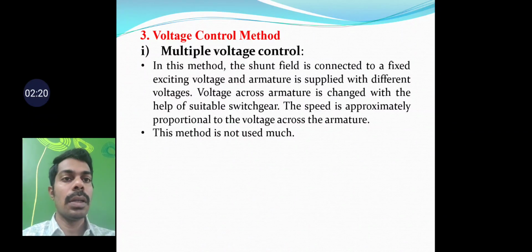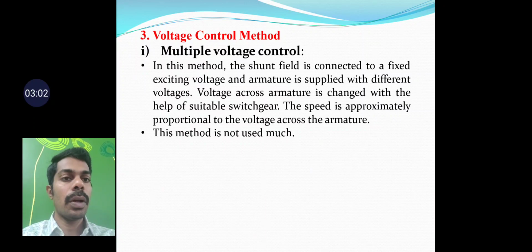And the third one is voltage control method, multiple voltage control. In this method, the shunt field is connected to a fixed exciting voltage and the armature is supplied with different voltages. Basically the same voltage is supplied to the field as well as the armature, but here the method is multiple voltage control. So we are supplying a fixed voltage to the shunt field and a different voltage to the armature. Voltage across the armature is changed with the help of suitable switchgear.